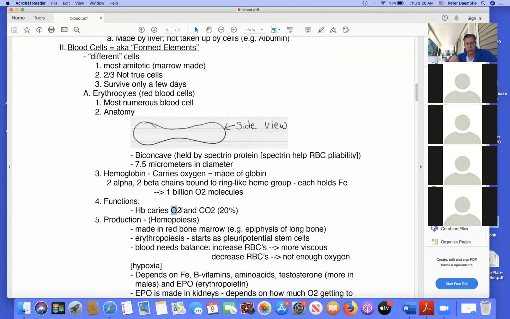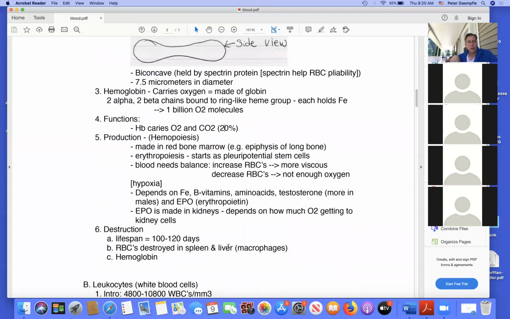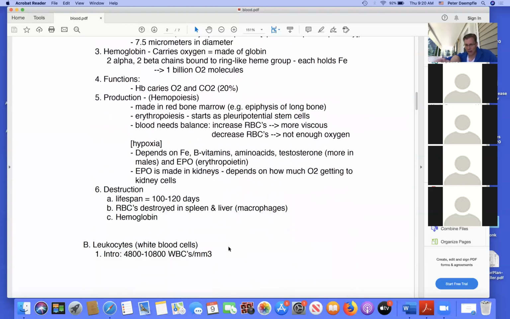It carries oxygen, but most people don't know that it also carries carbon dioxide. 20% of your carbon dioxide is carried on the hemoglobin molecule. We'll come back to that when we do respiration. We say that the production of red blood cells is known as hemopoiesis.